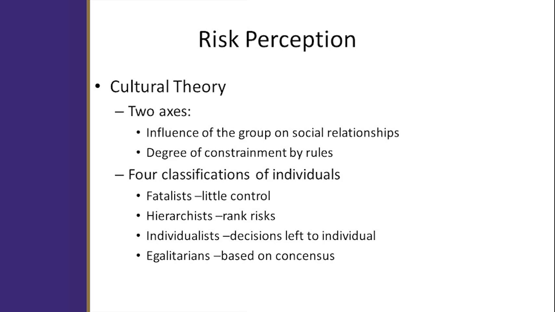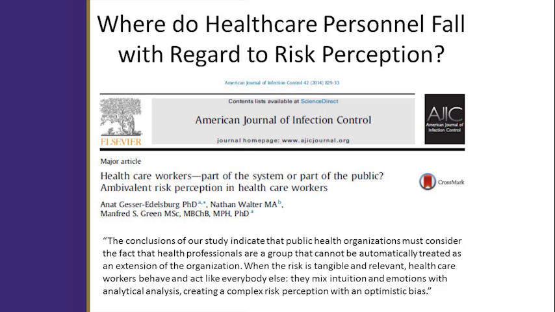Okay? Because if you look at the literature, since nobody's throwing up hands, it says that basically healthcare personnel are just like everybody else. The conclusion that this study had found was that public health organizations must consider the fact that health professionals are a group that cannot automatically be treated as an extension of the organization. Okay? People are people, and people are going to fall into one of those groups based on their individual perceptions of risk. That doesn't mean that they can't perform their job, but their view of the risk in that situation will influence how they do their job and how willing they are to do these things.